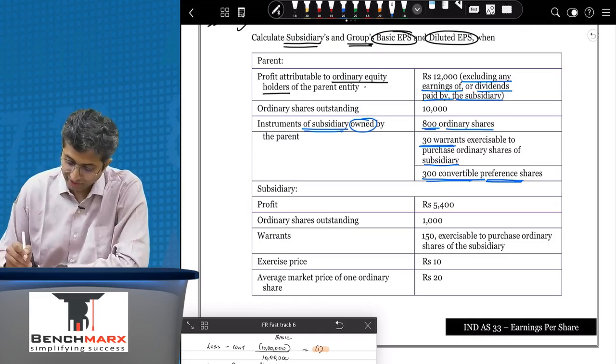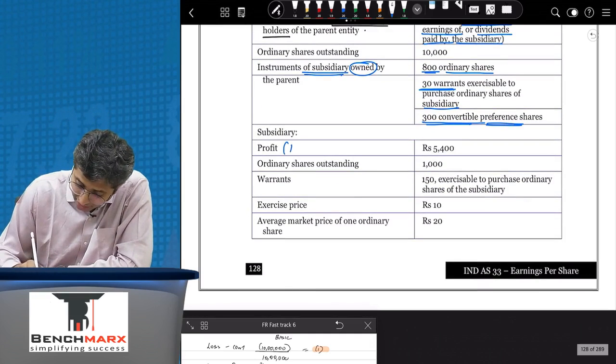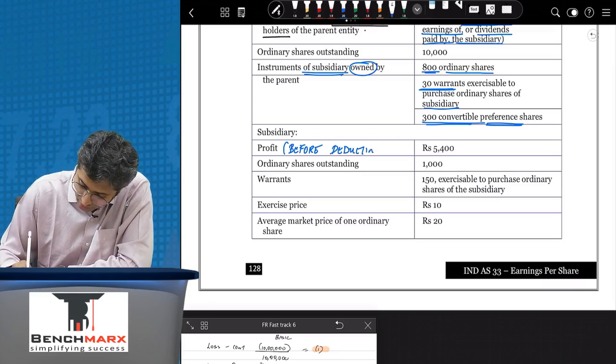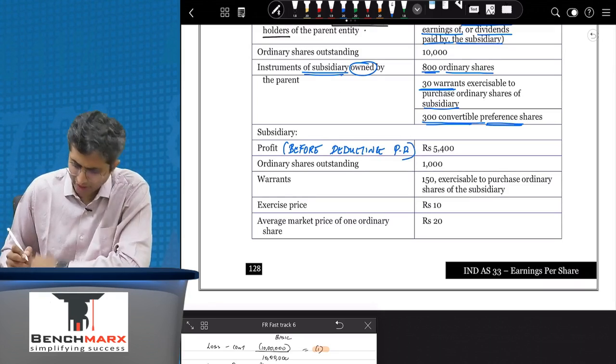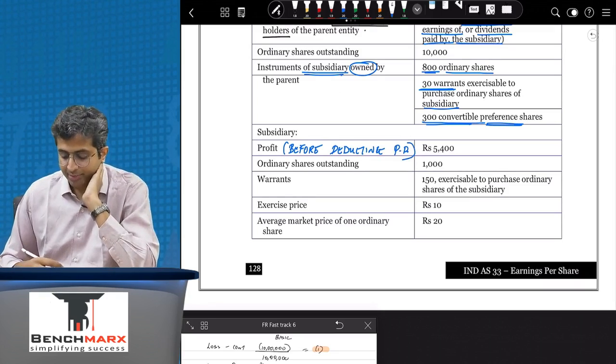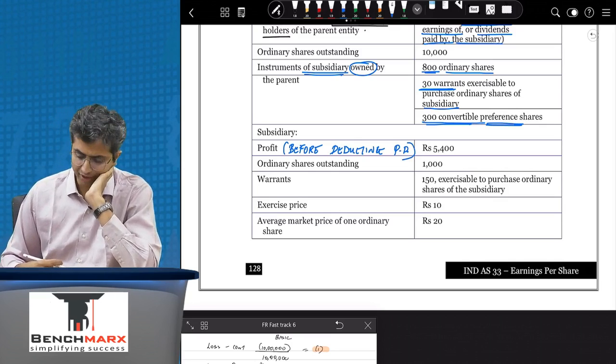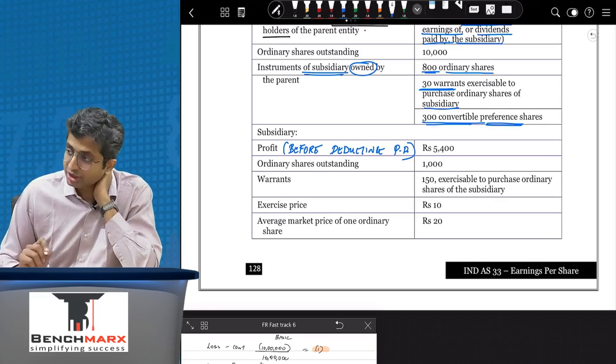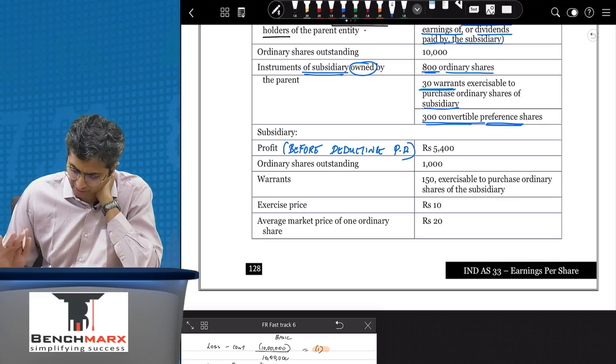Okay. The subsidiary has a profit (write this down) before deducting preference dividend. You'll have to add two things over here. One is this profit, which is before deducting preference dividend, is 5,400. The ordinary shares outstanding are 1,000, and the warrants are 150, exercisable to purchase ordinary shares of the subsidiary.